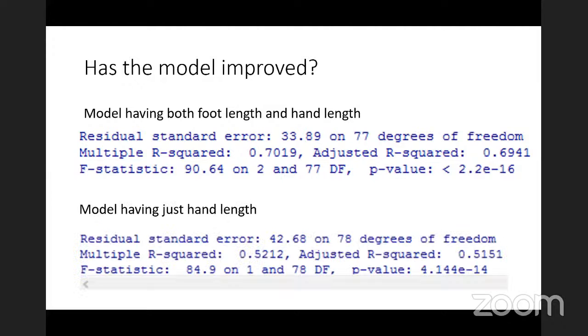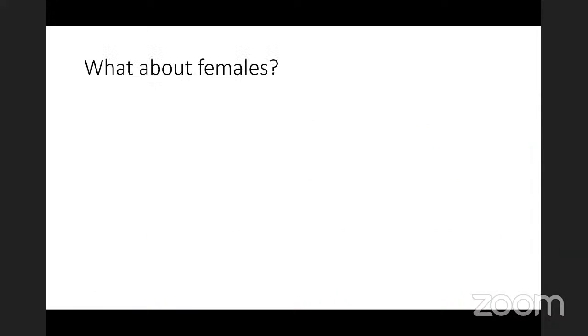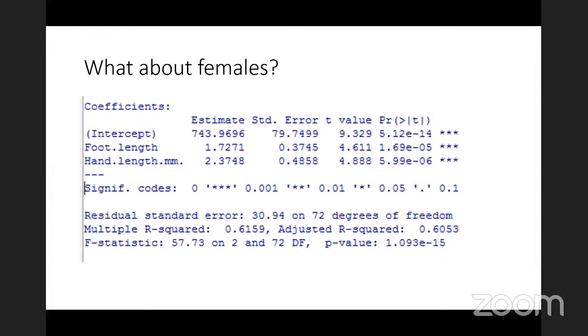We were discussing this one, and when we compared the two models, we can compare the models by looking at the adjusted R square values. Besides this, we had used this model for males. What about for females? For females, we will have different coefficients and we can have a different equation. For example, over here, we get an equation of height is equal to 2.37 into hand length plus 1.7 into foot length plus the intercept.